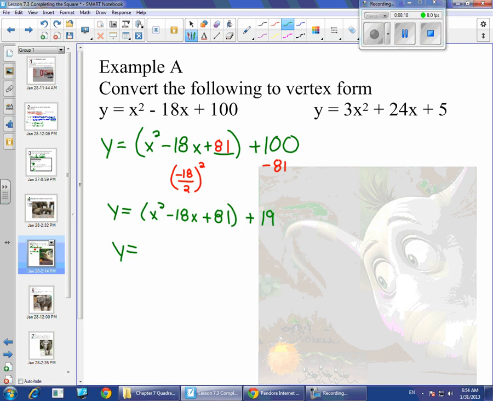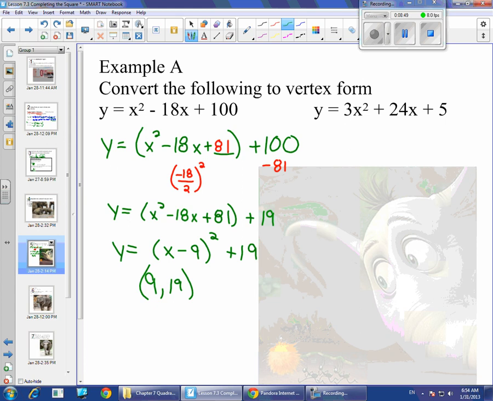You could go ahead and factor it by hand. The x and x have to be your first two terms, your two signs have to be subtraction, and your numbers in the back both have to be 9. So it factors into x minus 9 quantity squared. And what's nice about this is now I know exactly where the vertex is. The vertex of this parabola is at 9, 19. And that's the whole point of completing the square.